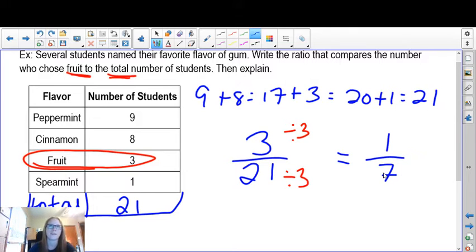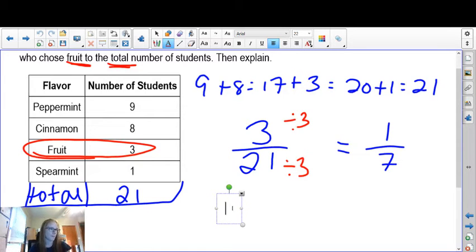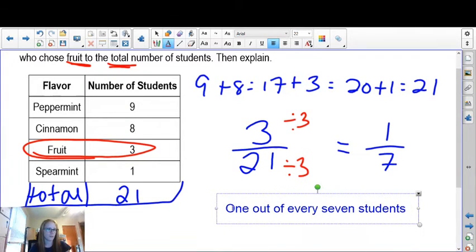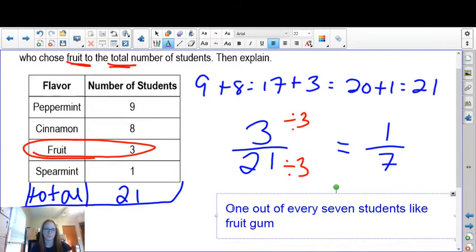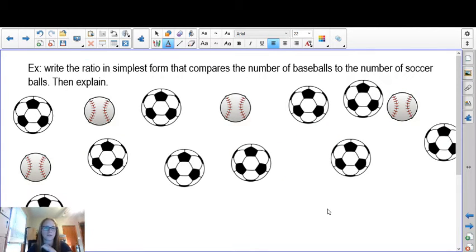And it also tells me, lastly, to explain. So I'm going to type this because my handwriting for full sentences on my computer is really, really bad. So 1 out of every 7 students like fruit gum. And there we are. We've explained our math. All right, write the ratio in simplest form that compares the number of baseballs to the number of soccer balls. Then explain.